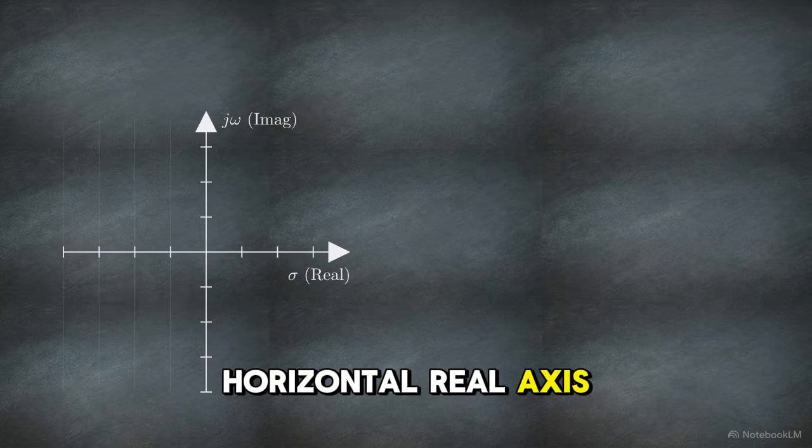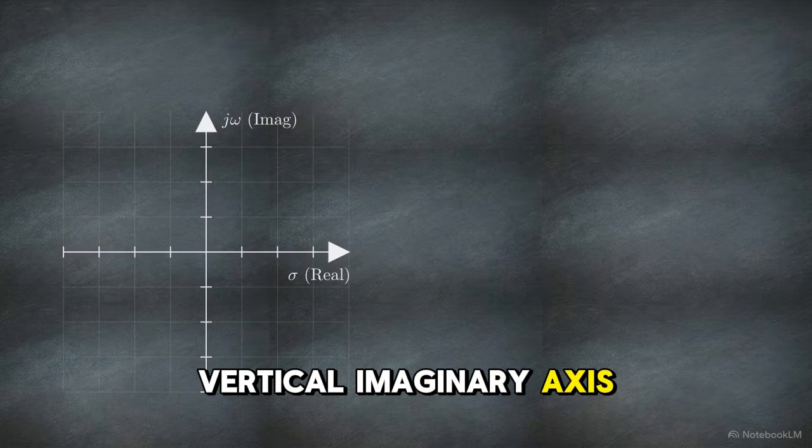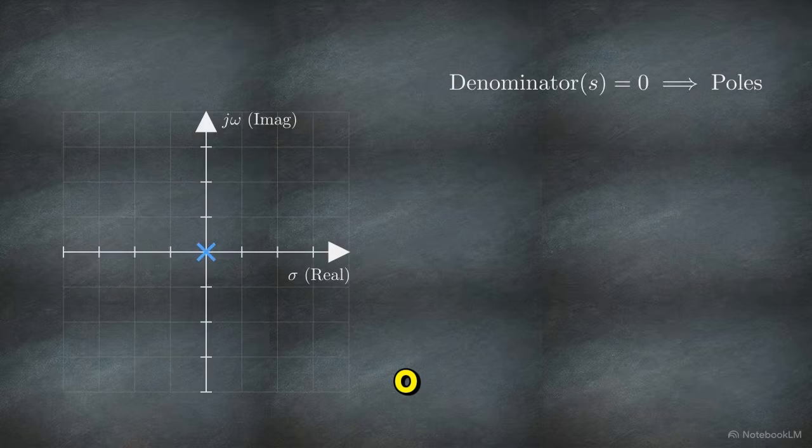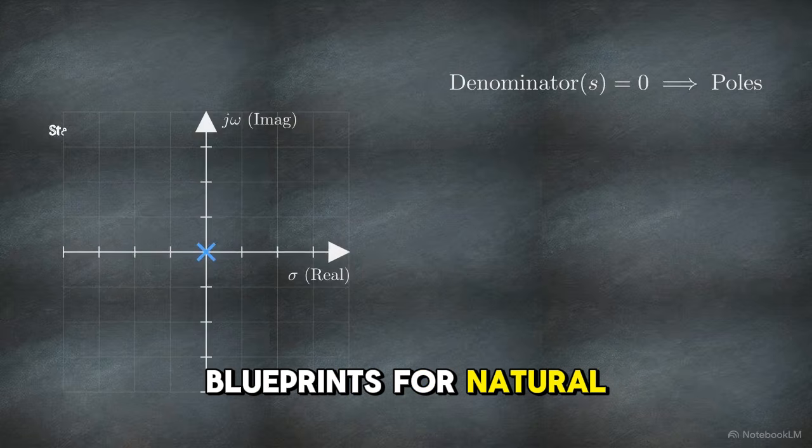To systematically tune that balance, we map LTI systems onto the S-plane, a two-dimensional grid with a horizontal real axis, sigma, and a vertical imaginary axis, j omega. Poles are roots where the denominator equals 0. Their coordinates are blueprints for natural behavior.